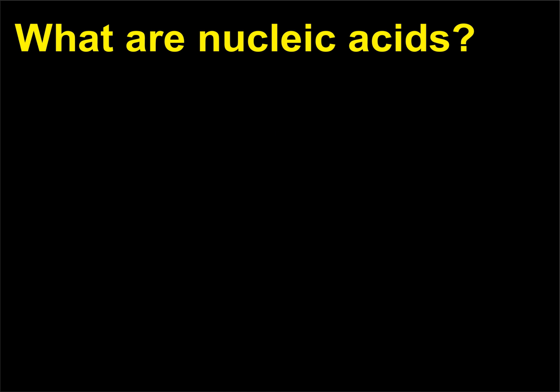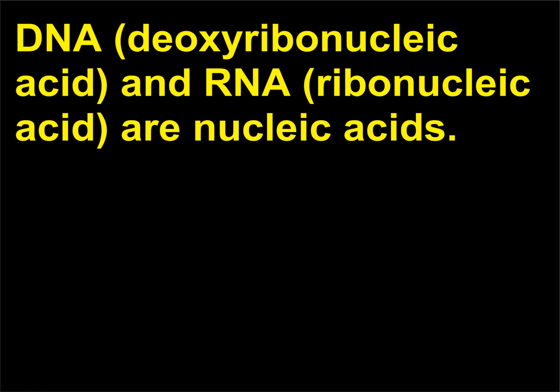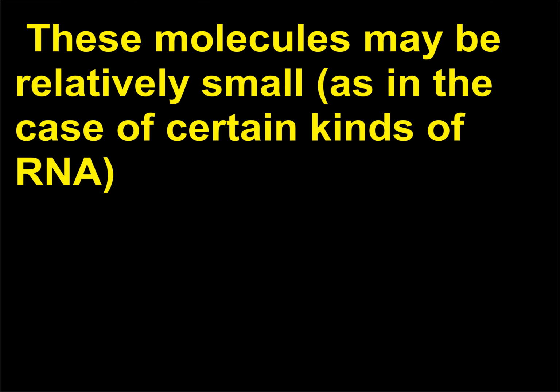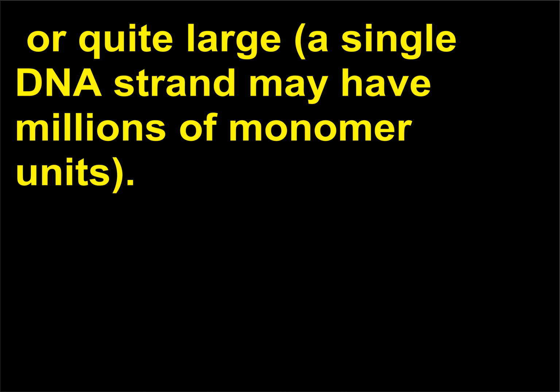What are nucleic acids? DNA, deoxyribonucleic acid, and RNA, ribonucleic acid, are nucleic acids. Nucleic acids are molecules comprised of monomers known as nucleotides. These molecules may be relatively small, as in the case of certain kinds of RNA, or quite large. A single DNA strand may have millions of monomer units.